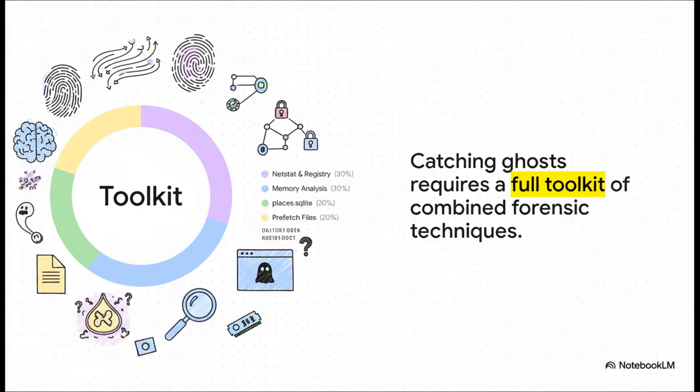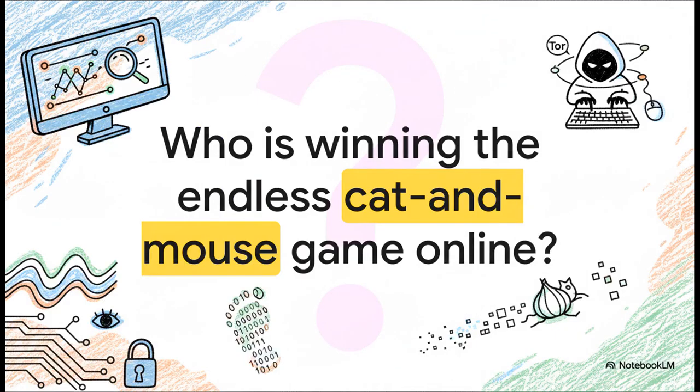So in the end, there's really no single magic bullet. Catching these digital ghosts requires a whole toolkit. Investigators have to combine network analysis, deep dives into browser files, live memory captures, and sifting through system artifacts like these prefetch files just to piece together the entire story. Which of course brings us all the way back to that first big question. The tools for privacy and anonymity get more sophisticated every single day. But so do the tools for forensic investigation. It is a constant technological arms race.